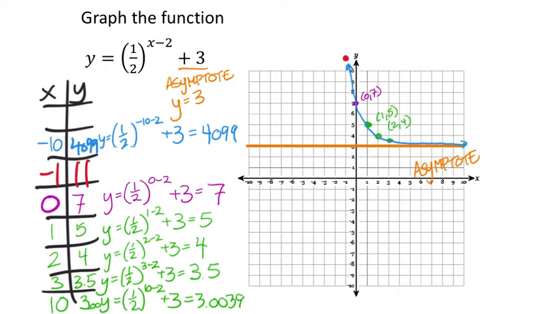Now, the reason for that is because a negative exponent, like you would get here, flips that fraction. So then you would have 2 to the power of 12 in this case, which is humongous, right? And then you still have to add the 3, getting the 4,099.